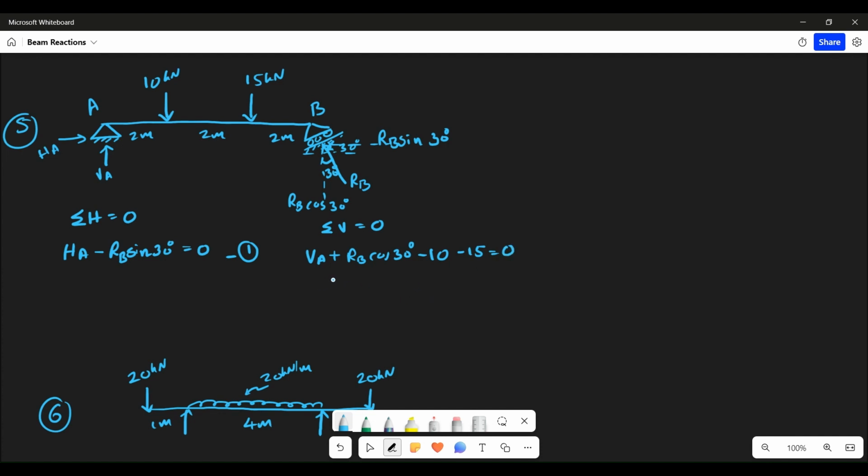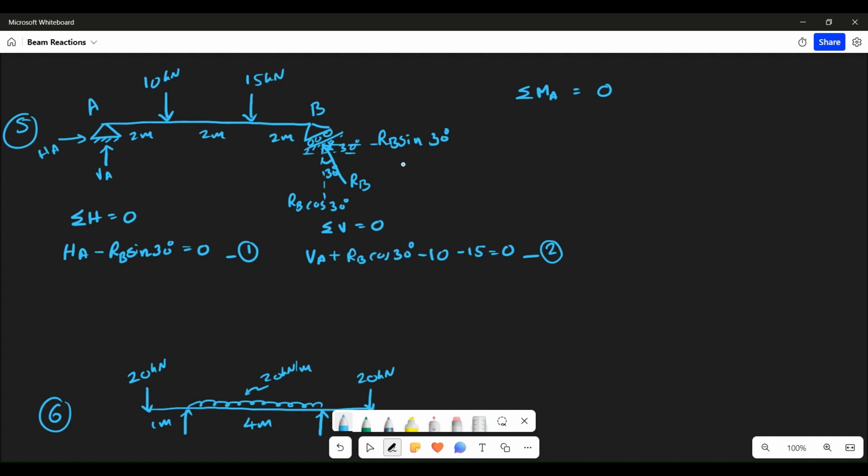Okay. We can simplify it a bit, but no need to simplify here. We will calculate in the next term. So write this as equation number 2. Okay. Next, let's calculate moment at point A. So sigma M at A is equal to 0. This means that all the moments at point A, clockwise and anti-clockwise, algebraic sum will be 0.